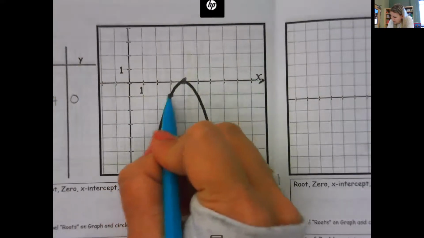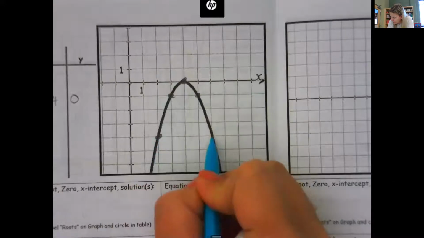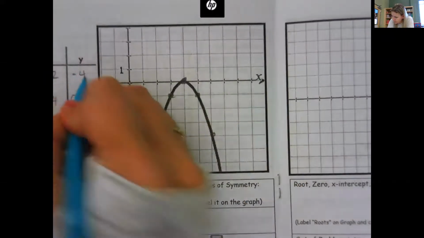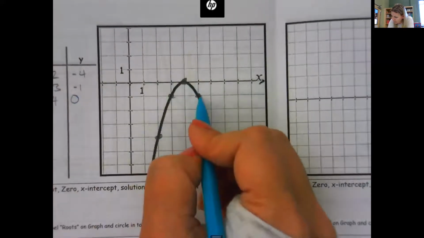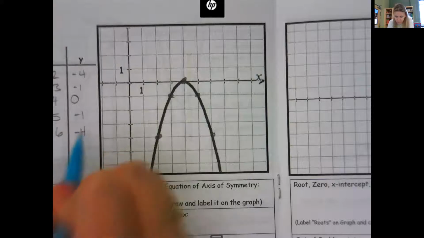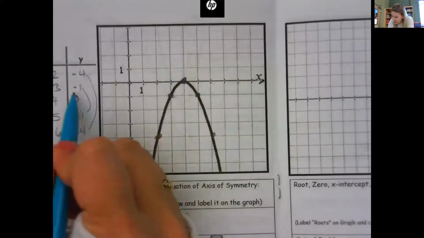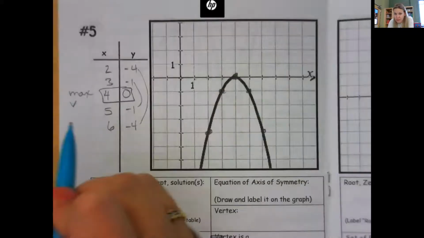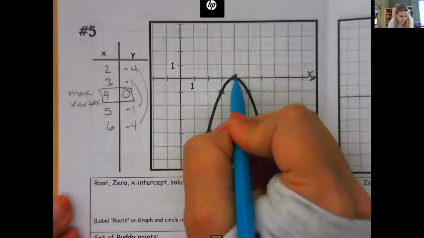We have a coordinate here and here. Here and here. So we're at 2, 1, 2, 3, 4, 3, -1, 4, 0. And you can see the pattern: 5, -1, 6, -4. So we do have our buddy points here. This is going to be a max vertex. I'm sorry, it's not on the screen because it is at the top.